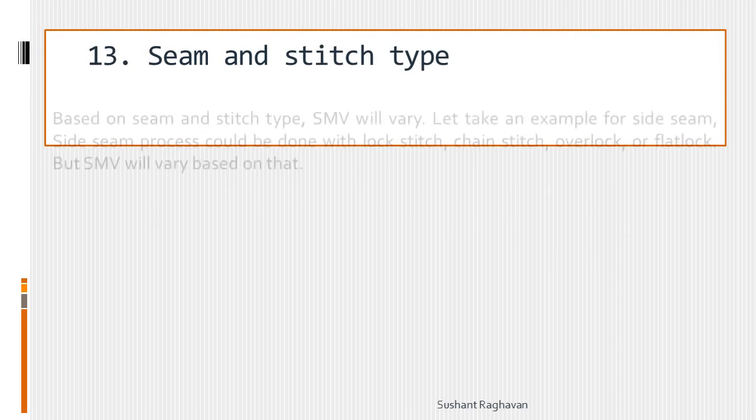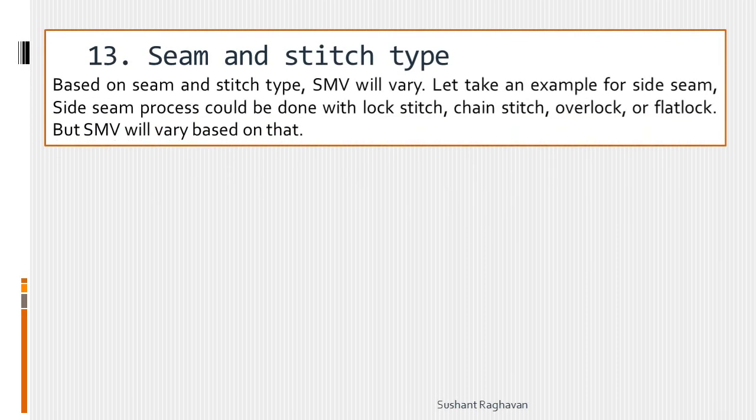Seam and stitch type. Based on seam and stitch type, SMV will vary. Let's take side seam as an example. The side seam process could be done with lock stitch, chain stitch, overlock or flat lock. But SMV will vary based on that.